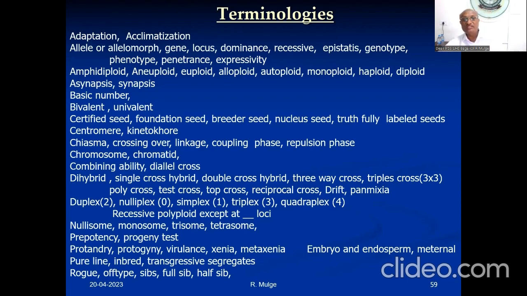A diploid is an organism with two chromosomes of each kind. Each chromosome has two copies. That is called a diploid.